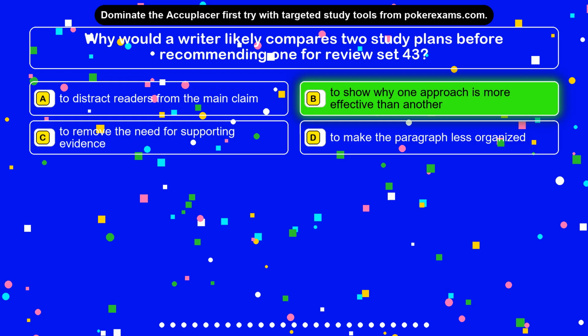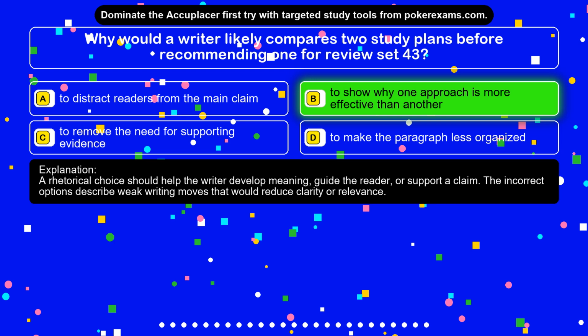The correct answer is option B, to show why one approach is more effective than another. A rhetorical choice should help the writer develop meaning, guide the reader, or support a claim. The incorrect options describe weak writing moves that would reduce clarity or relevance.